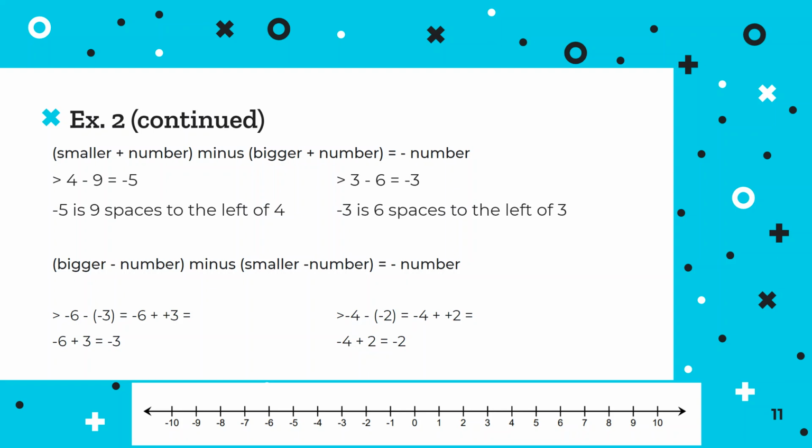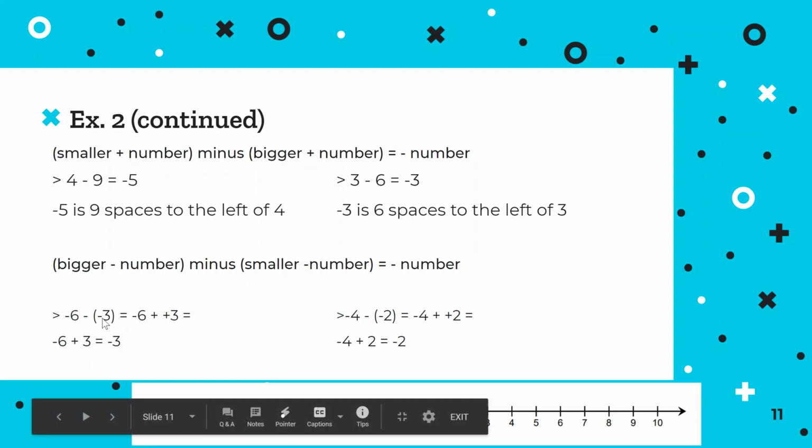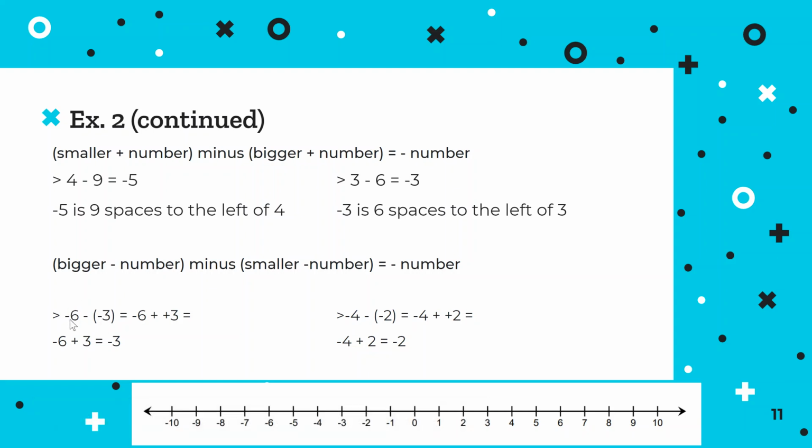Okay, so now we have a bigger negative number minus a smaller negative number, which is equal to a negative number. And what do I mean by this? I have something like -6 minus a -3. So a bigger negative number, -6, and a smaller negative number is -3. So what we'll do is we will start at a -6, and basically what you're going to do is think of it like this: -6 minus a -3.